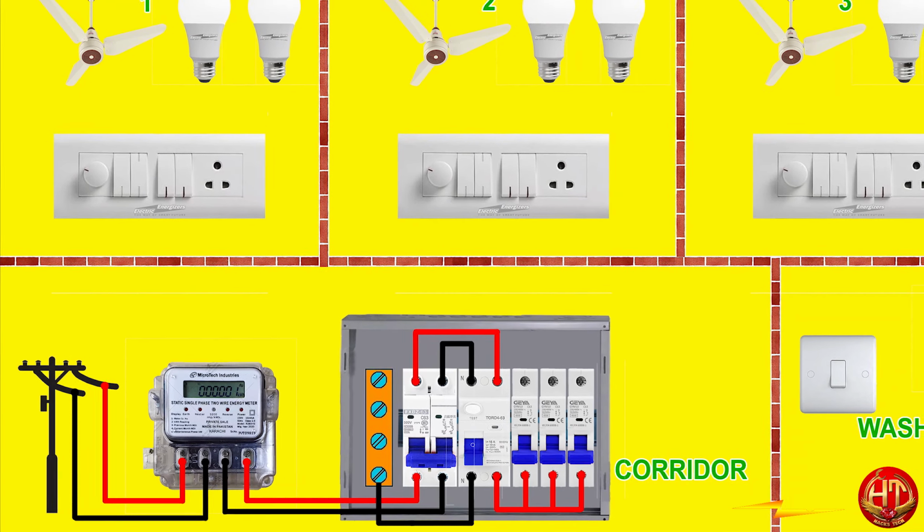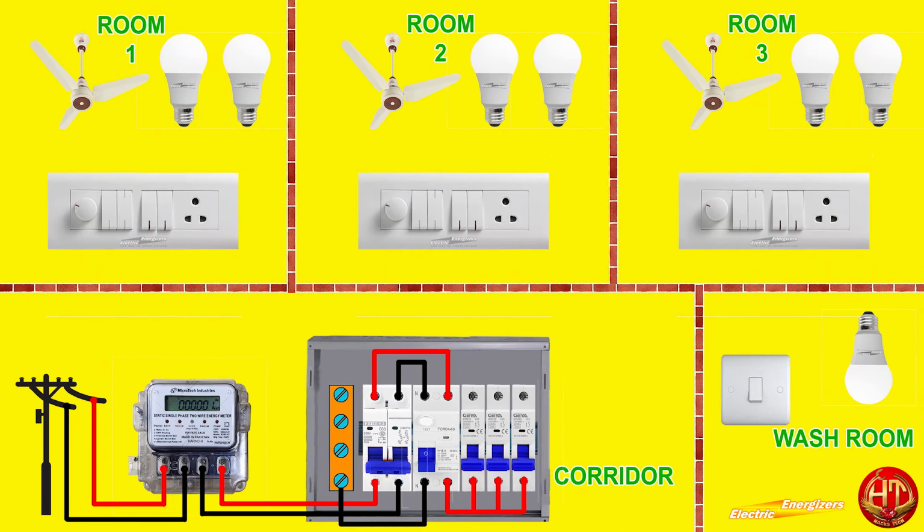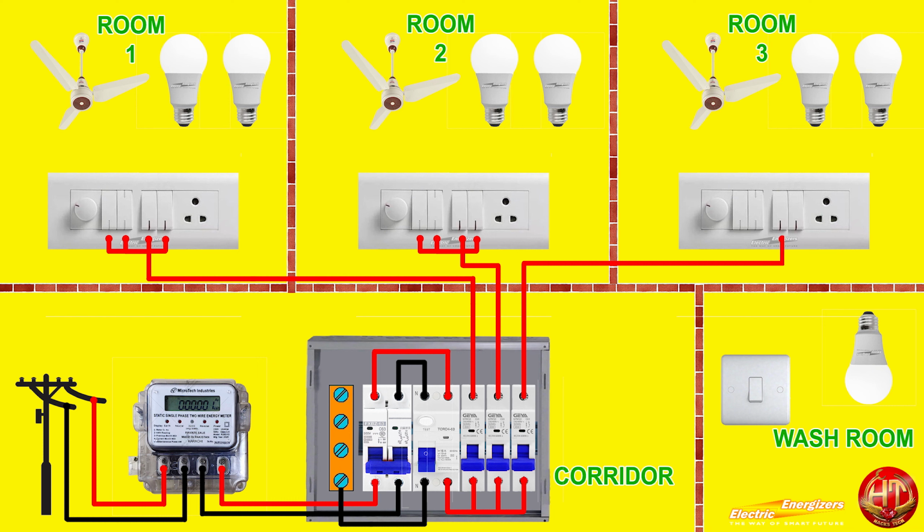Now we need to give phase supply to each room from the MCBs. So we connect the outgoing phase of the first MCB to the bottom terminal of all switches in room 1. Then we connect the phase outgoing of the second MCB to the bottom terminal of all switches in room 2, and similarly we connect the phase outgoing of the third MCB to the bottom terminals of all switches in room 3.